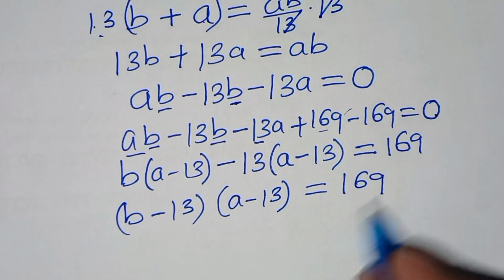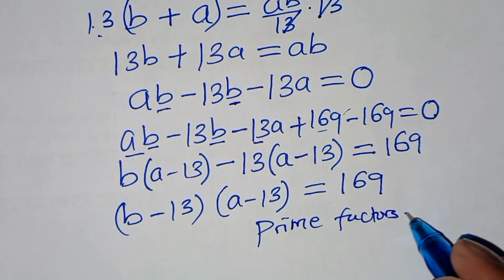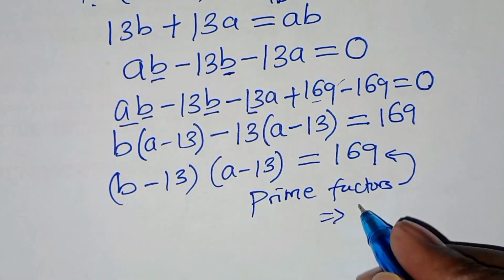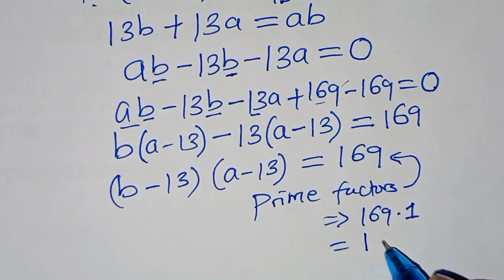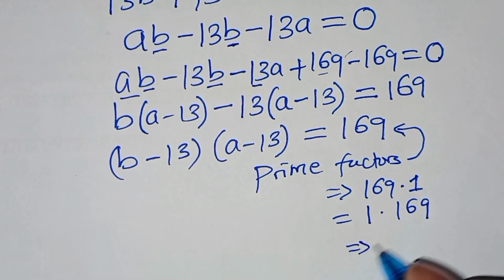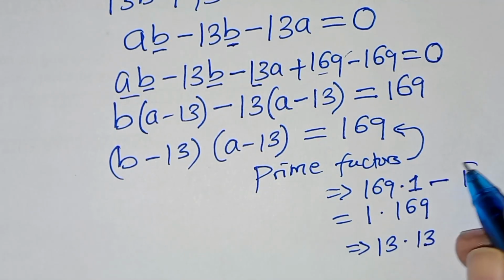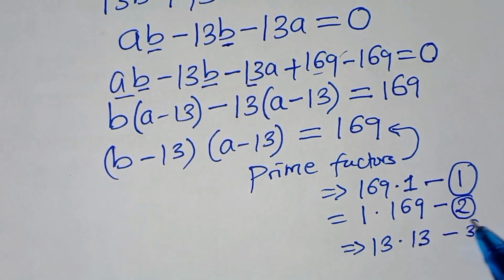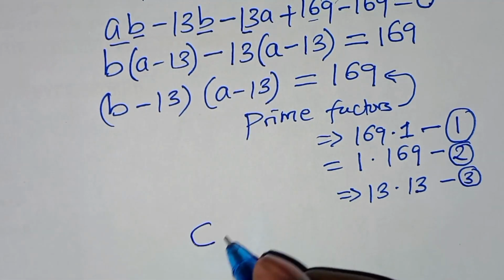The next step is to get the prime factors of 169. So here we have 169 multiplied by 1, we also have 1 times 169, and also 13 times 13. So we have case 1, case 2, and case 3. Let's start with case 1.